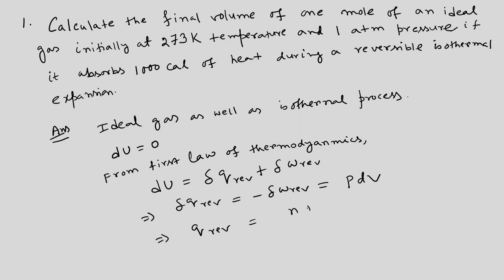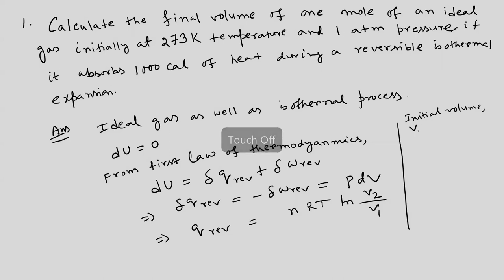Q reversible is nothing but, if we integrate it, nRT ln V2 by V1, where V2 is the final volume and V1 is the initial volume. So what is the initial volume? Initial volume V1 is nRT by P. So V1: n is number of moles, which is 1 here, R is 0.082 in liter atmosphere unit, temperature is 273 and pressure is 1 atmosphere here. So we get V1 in liter, and we need to calculate V2.